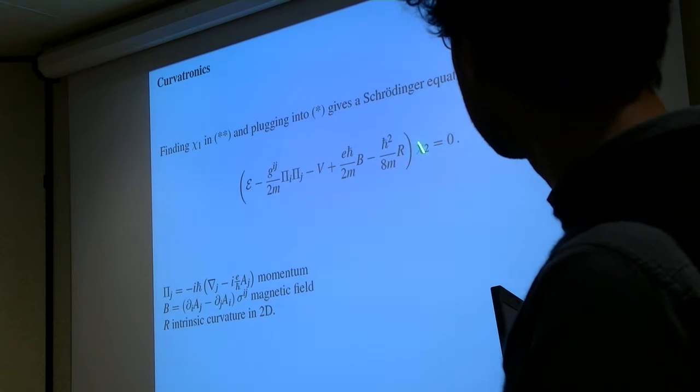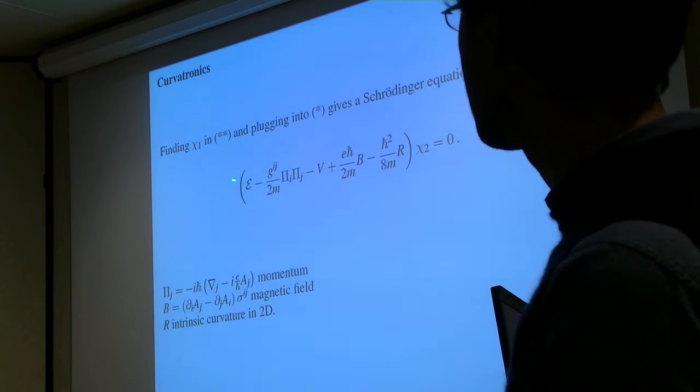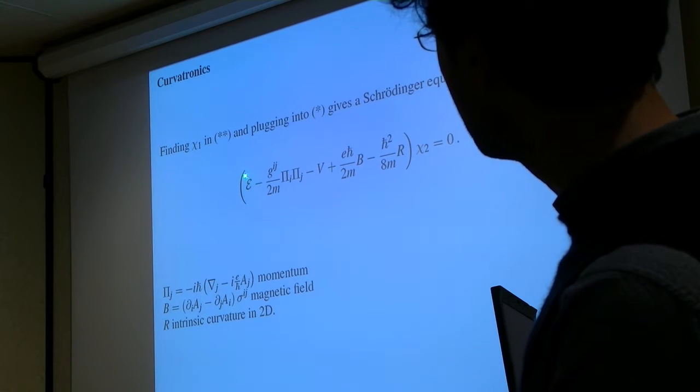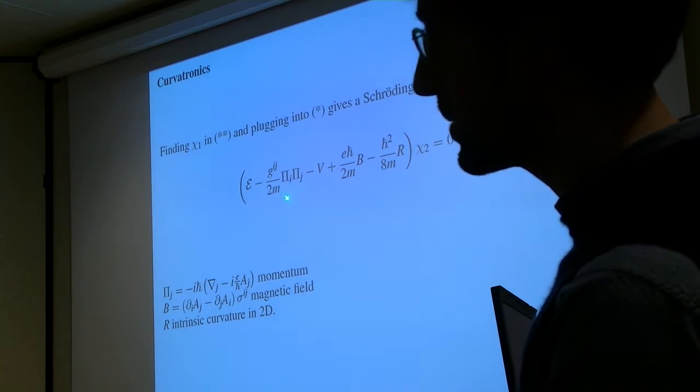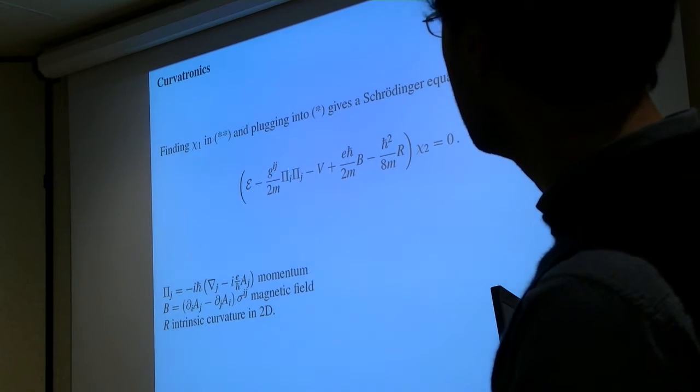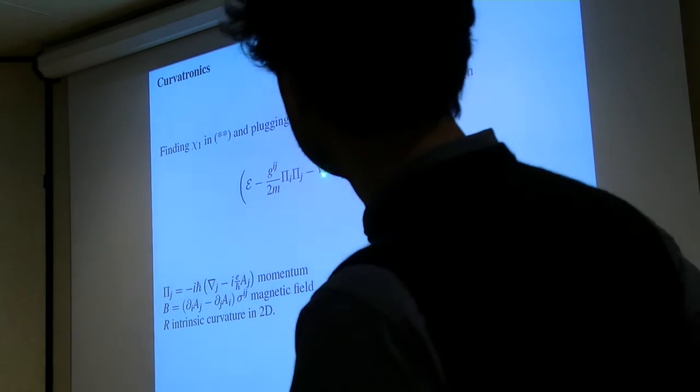I exchange that for an equation that is now second order, but only for one of the spinors. Here E is the energy. This term here is like a p squared. This is just kinetic energy. V and B we can ignore. It's just the external fields.